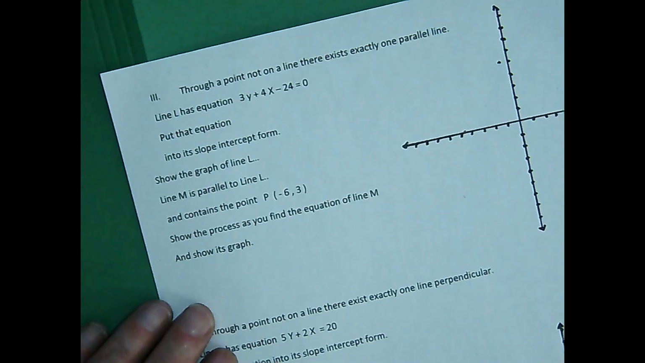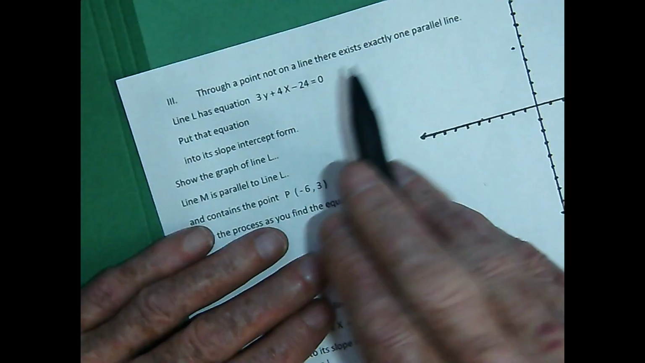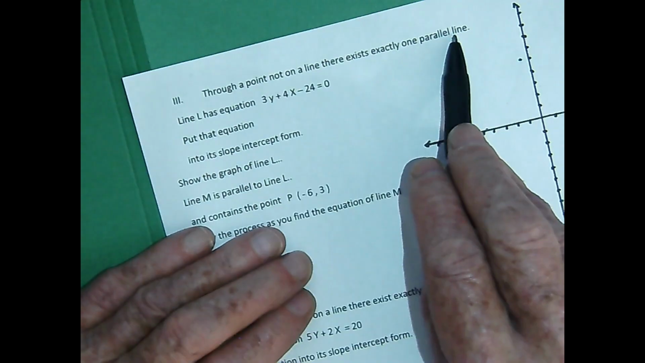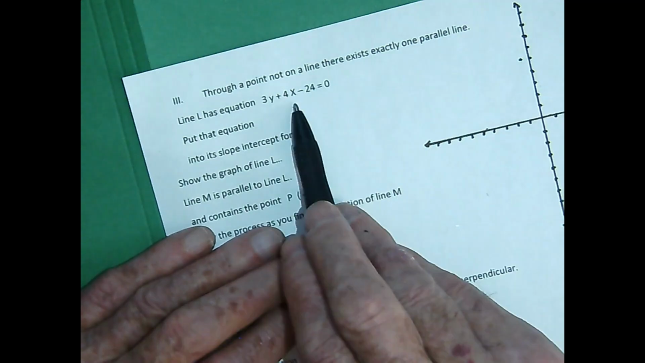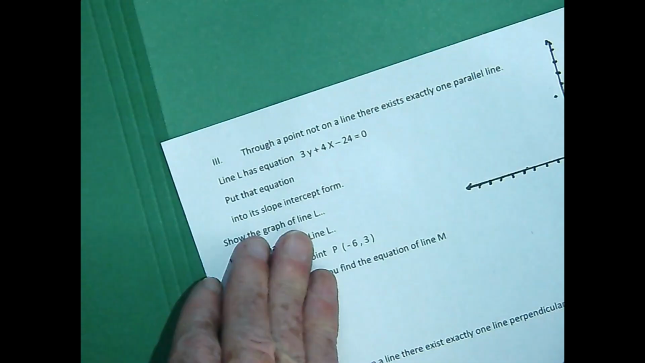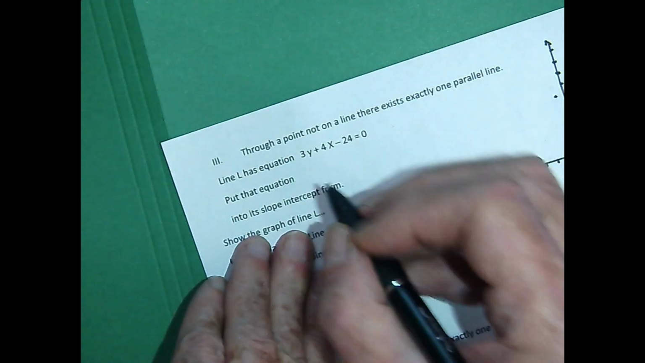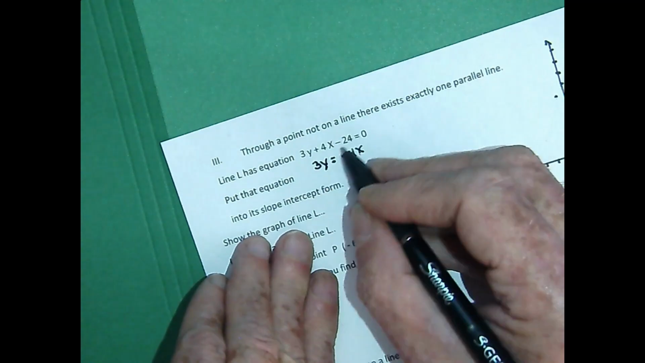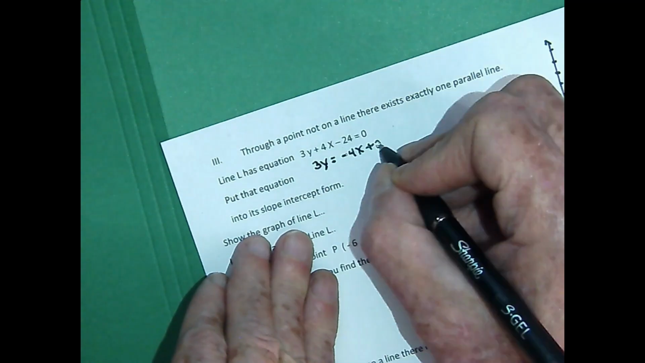This begins with another postulate, something that people just think is so obvious it must be true. Through a point not on a line, there exists exactly one parallel line. We're going to start with this equation and put it into slope-intercept form. I probably have enough room to do that right here. I'll leave the 3y on the left-hand side and bring everything else to the other side. It becomes 3y equals negative 4x. When I bring that negative 24 to the other side, it becomes a positive 24.